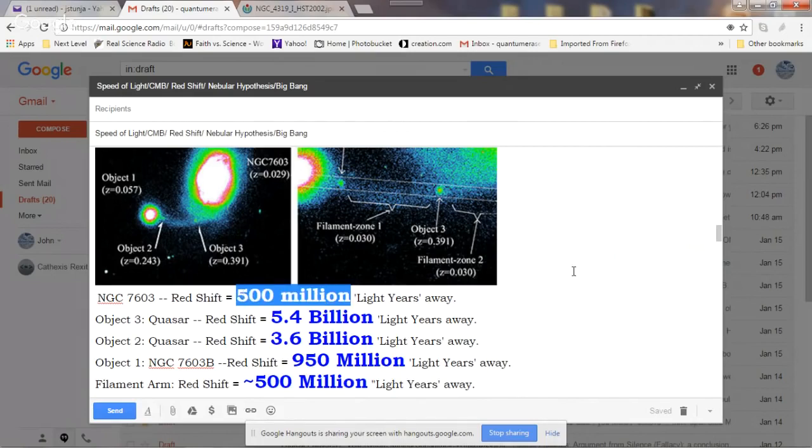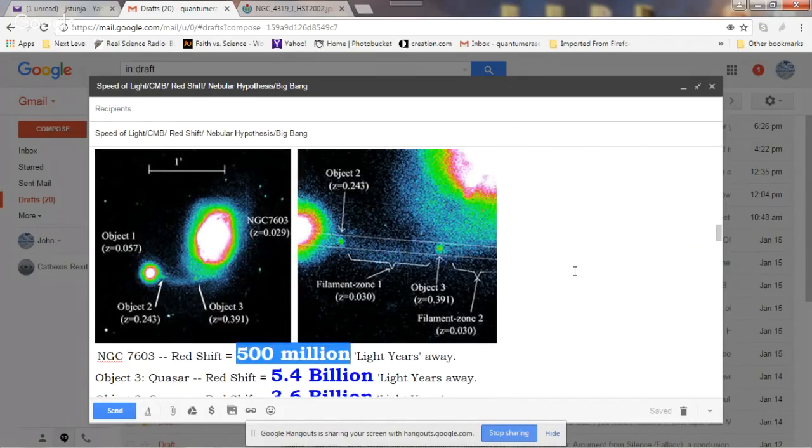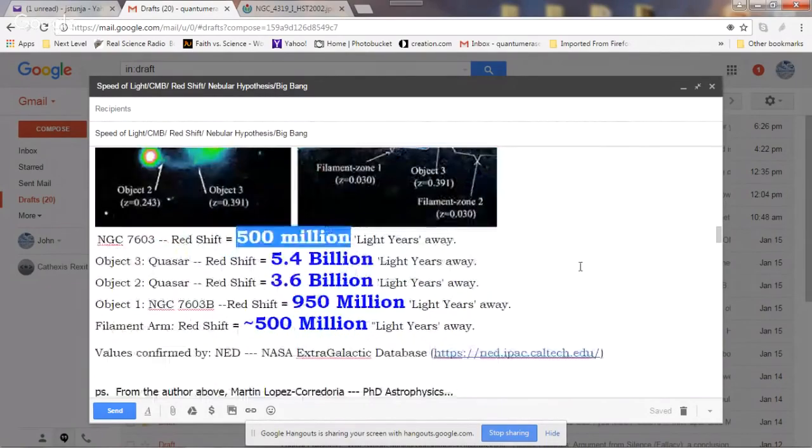See the problem? This is a train wreck. All I need is this one. It puts an end to this nonsense. And all the values confirmed by NED, that's the NASA Extragalactic Database.